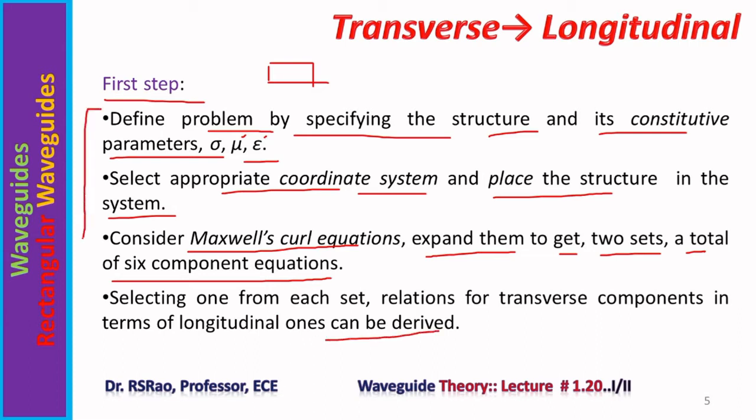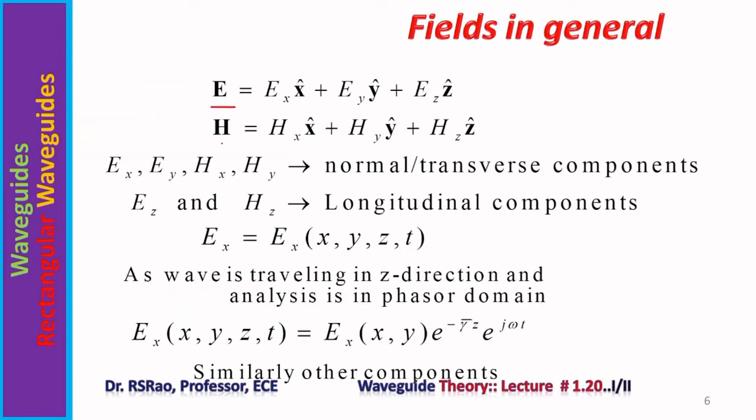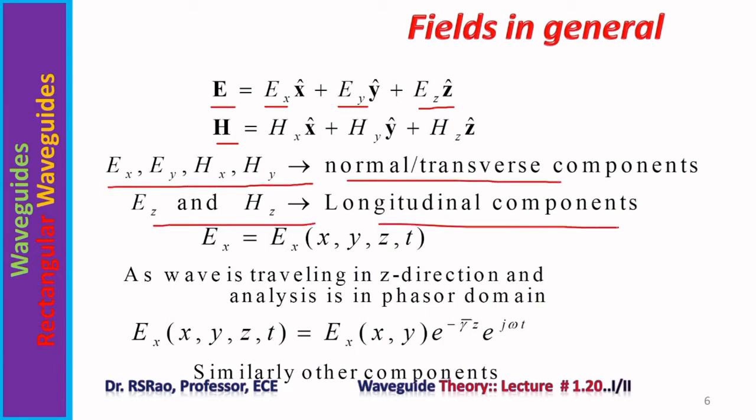So the total picture pertaining to the first step is given here. In general, E is a vector, H is also a vector. We are considering the problem in a Cartesian system. Therefore, E in its component form is Ex x cap plus Ey y cap plus Ez z cap. H similarly. As the wave is traveling in the z direction, Ex, Ey, Hx, Hy are transverse components, and Ez, Hz are longitudinal components. In general, each component, let us say Ex, is a function of x, y, z position as well as time.